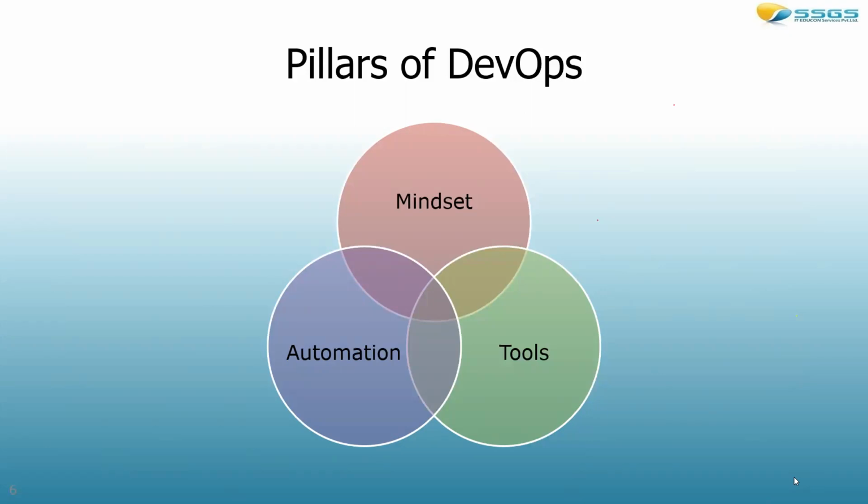So these are the three different pillars of DevOps: the mindset change, automation, and the tools. All are equally important. You should not give importance to only one of them, but give equal importance to all three of those.